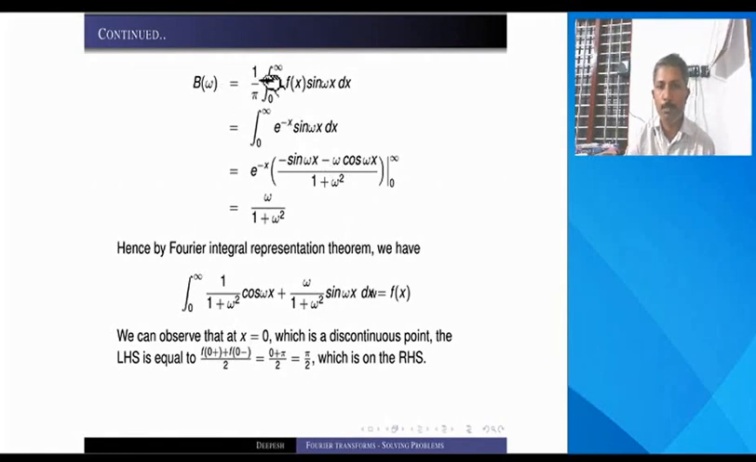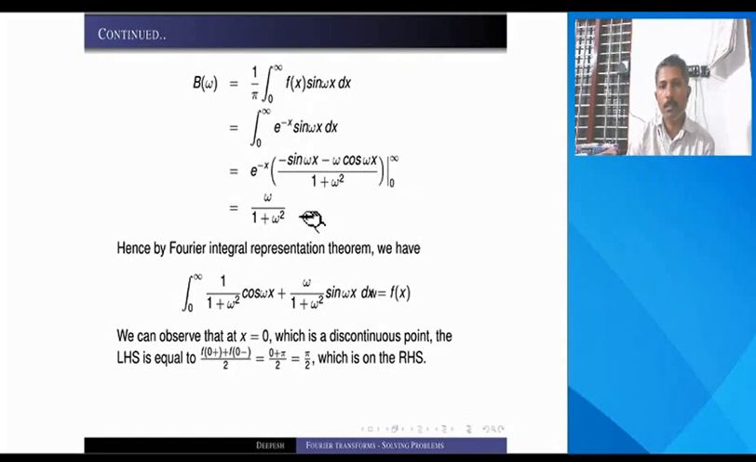And for finding B(omega), you'll be multiplying f of x with sin omega x. And there you need to apply the formula for e raised to ax into sin bx. So it is written here. And now you need to evaluate from 0 to infinity, because again it is from 0 to infinity for the same reason.